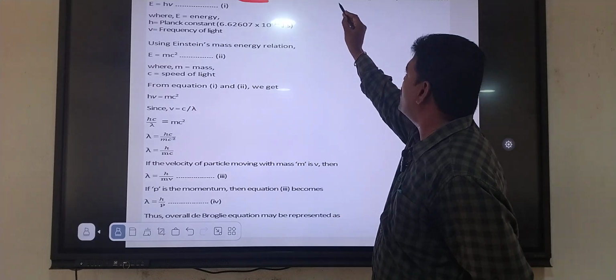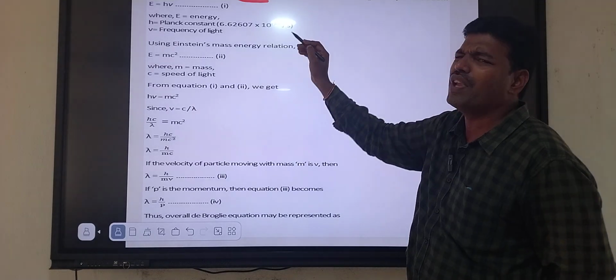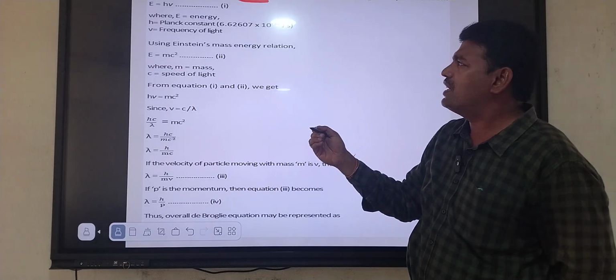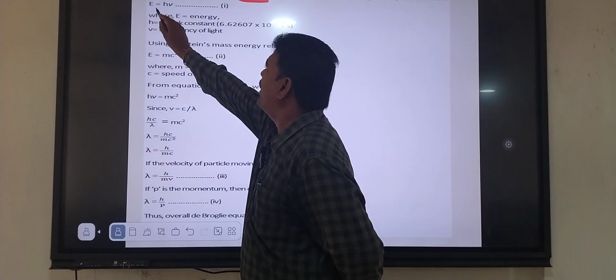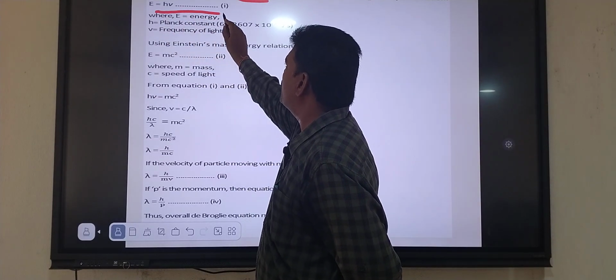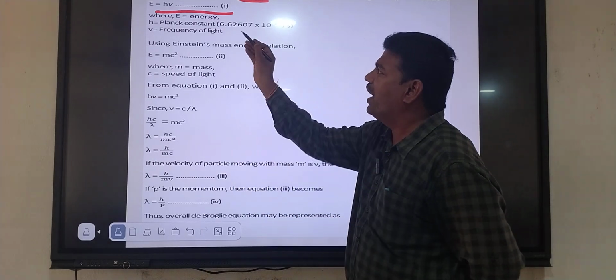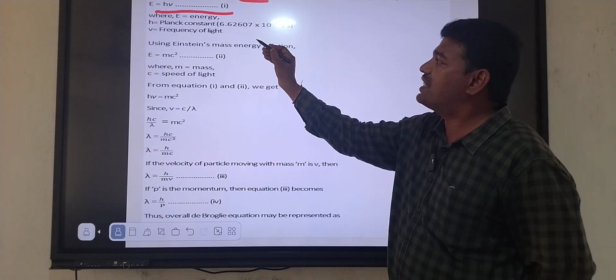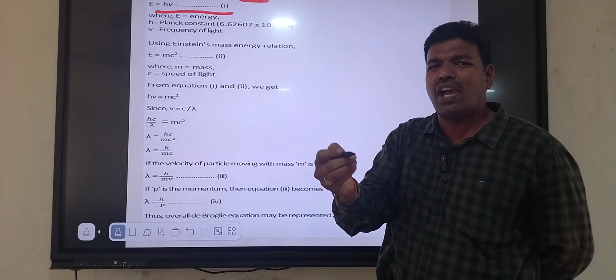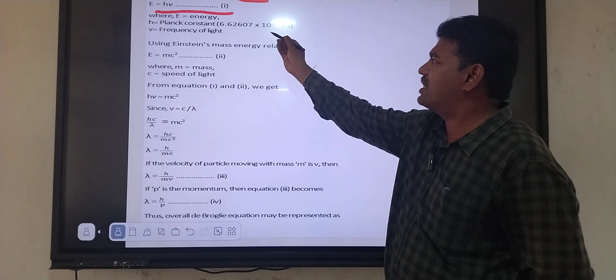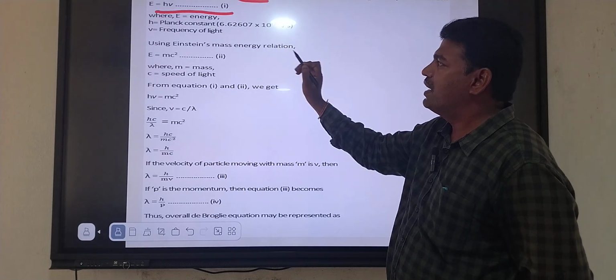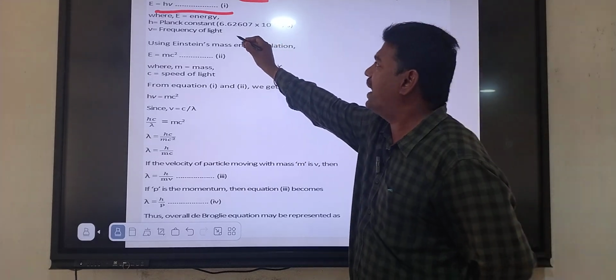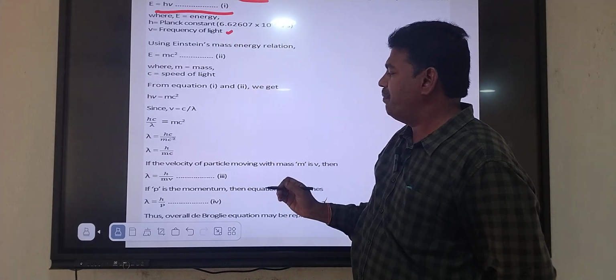According to Planck's equation, the energy of the photon is given by the relation E is equal to h nu, where E is the energy, h is Planck's constant, and we all know the value of Planck's constant is 6.627 into 10 to the power of minus 34 joule second. Nu is the frequency of the light.